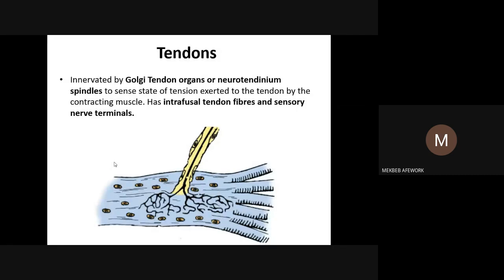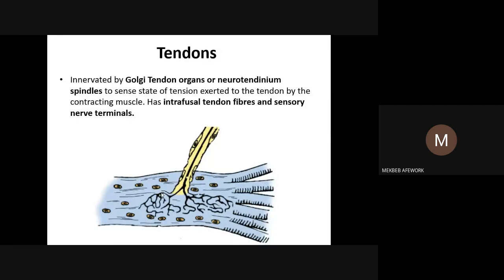And the state of tension passing to the bone should also be gauged. For this, we also have the same type of innervation, but less developed, and that is named the Golgi tendon organ, neurotendinous spindle.